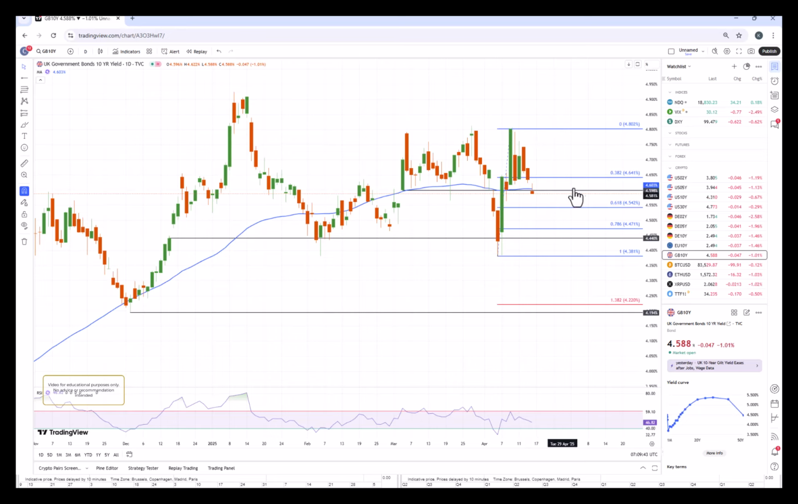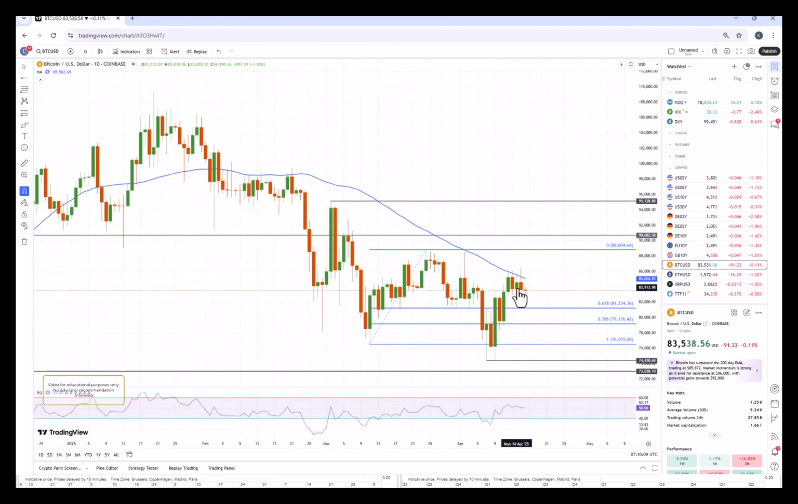On to crypto and Bitcoin, it failed to get back above the 55 moving average. You can see it's really a resistance here, so it could slide lower. If it takes out the peak from yesterday at 86,492, then we are in for a push up towards 88, 89, maybe even 90,000, but there's resistance here at 88,800. But for now, still a little bit depressed.